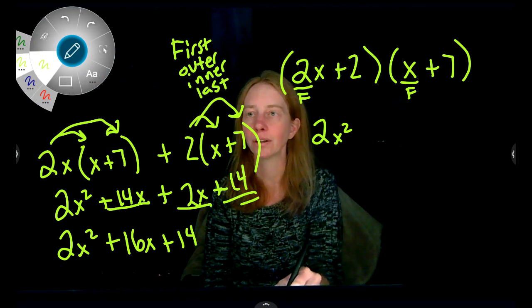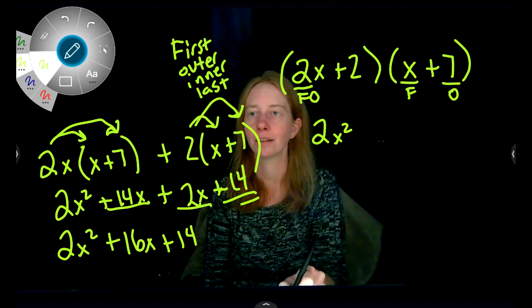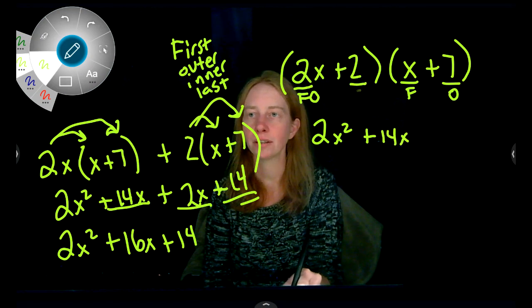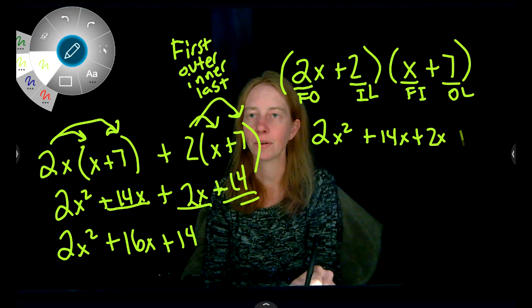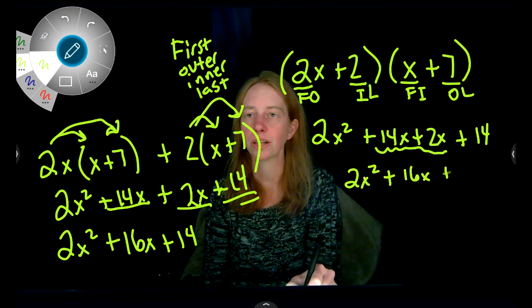Outer. This is also an outer, and this is an outer. 2x times 7, that's going to be 14x. Inner. This is an inner, and this is an inner. It's another 2x. And last, this is a last, and this is a last. 2 and 7, we're multiplying those, 14. So again, we're going to combine like terms. It's that stuff in the middle: 2x squared plus 16x plus 14.